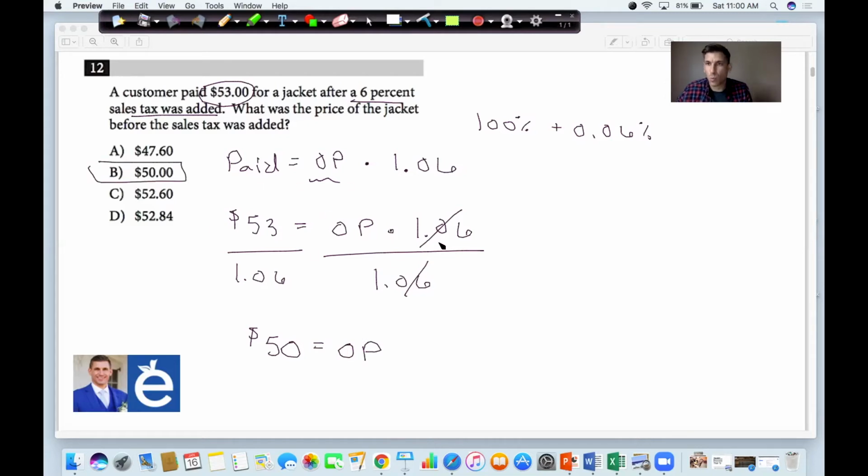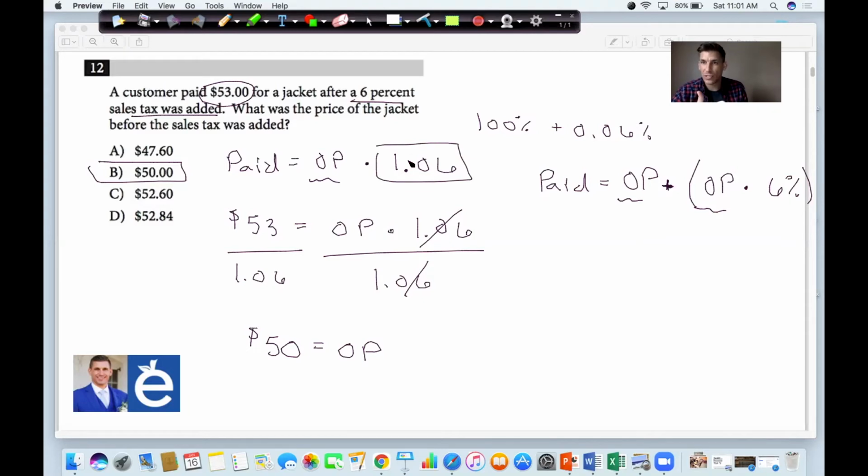Now, this is way more efficient to do than if you were, for instance, going to do paid equals my original price, which is what I'm trying to solve for, times, I don't know, by the way, original price, so this would be a plus, plus original price times my 6% increase, right? You see how this makes it more complicated simply because of the fact that I have now 2 positions for my OP? It's way more efficient whenever you're doing percentage increase problems, okay?